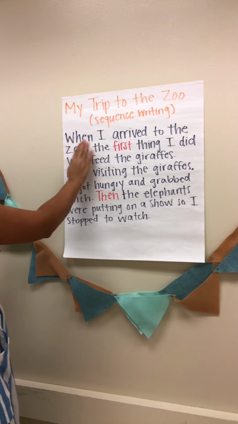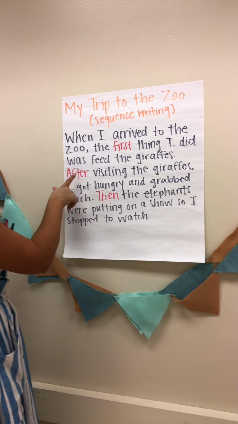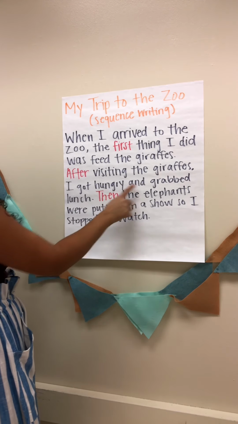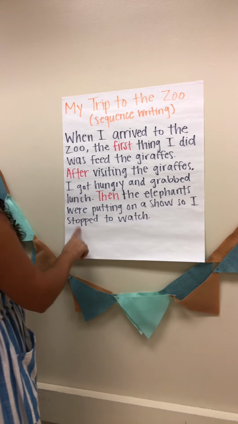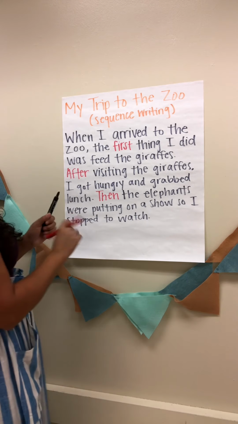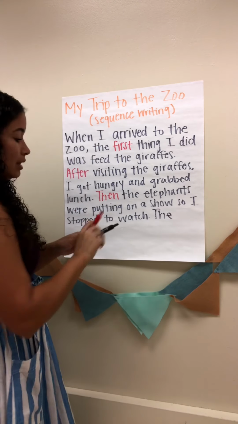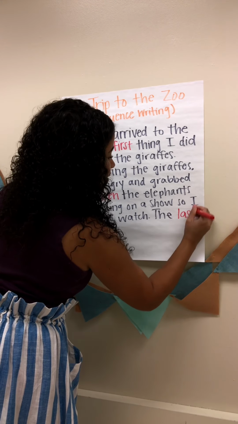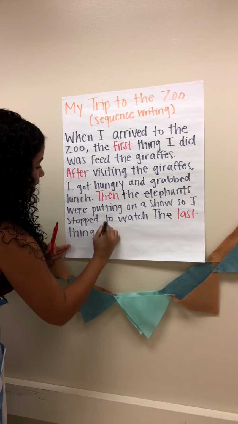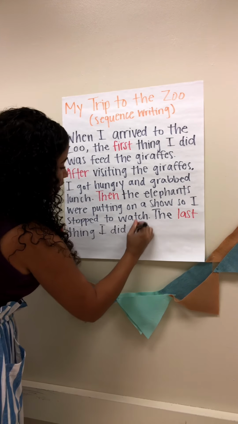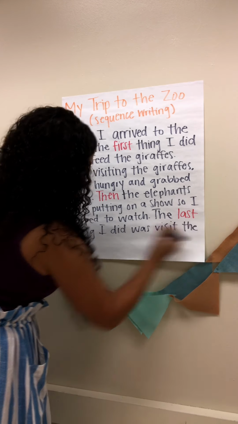So let's take a look. When I arrived to the zoo, the first thing I did was feed the giraffes. After visiting the giraffes, I got hungry and grabbed lunch. Then the elephants were putting on a show, so I stopped to watch. The last thing I did was visit the butterfly garden.